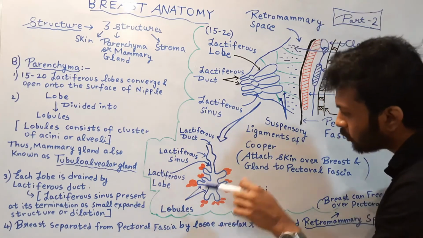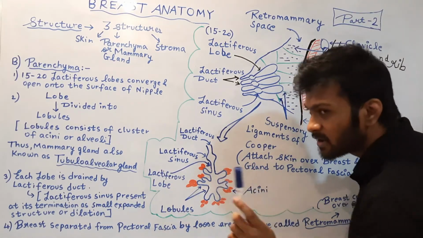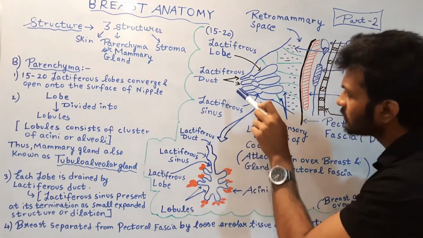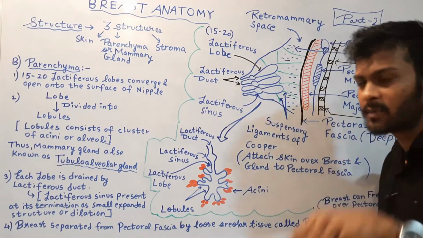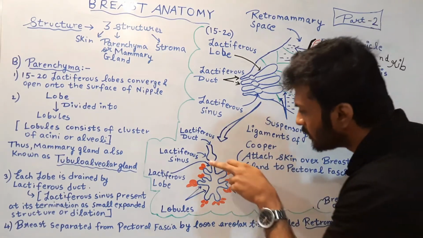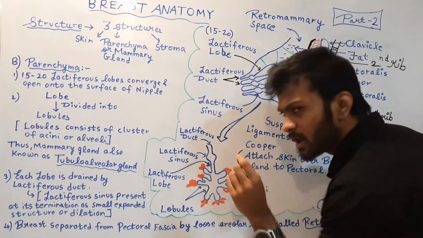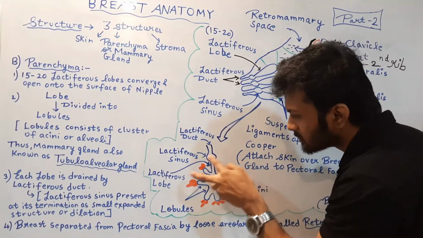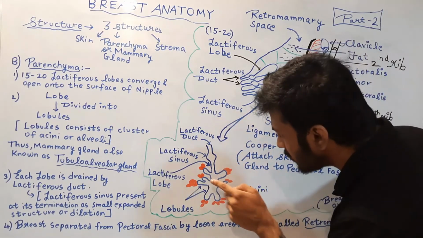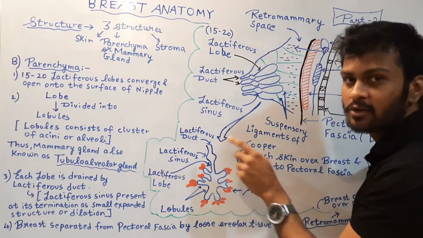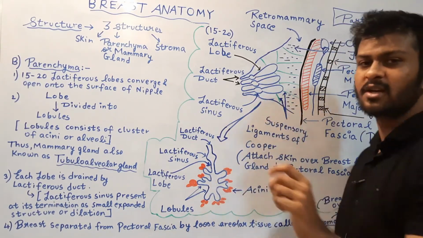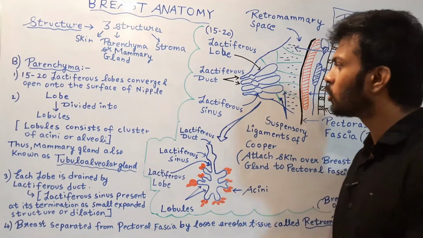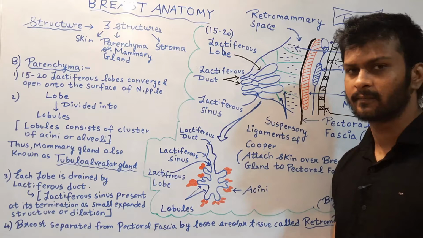So I have shown over here that at the termination of lactiferous duct, where it ends, there is a small expanded structure, or dilation, known as lactiferous sinus. So this lactiferous sinus is the reservoir of milk. So the milk is stored in this lactiferous sinus.